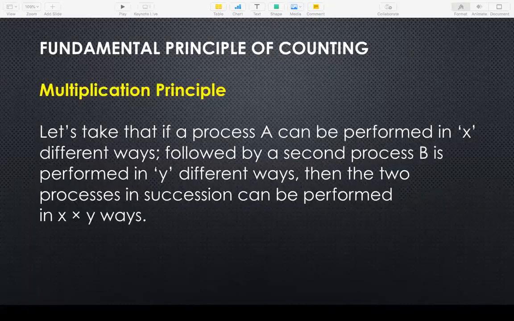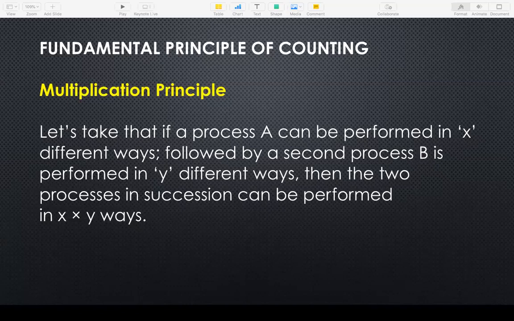Okay, so now let's quickly discuss the fundamental principles of counting. There are two fundamental principles of counting. First one is the multiplication principle and the second one is the addition principle. So let's look into the cases where you are going to use the multiplication principle.